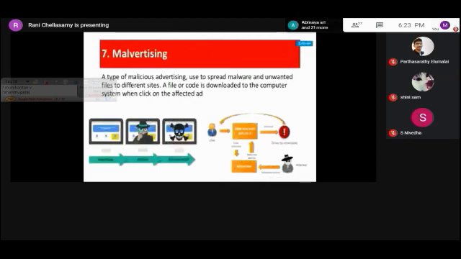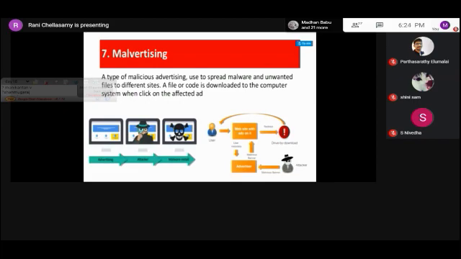What is malvertising? Malvertising is malicious advertising, used to spread malware or unwanted files to different sites. A file or code is downloaded to the computer system when you click on the affected advertisement. Whenever you are accessing the internet, you will get some advertisements. You should not click on those affected advertisements. It's a kind of attack called malvertising.